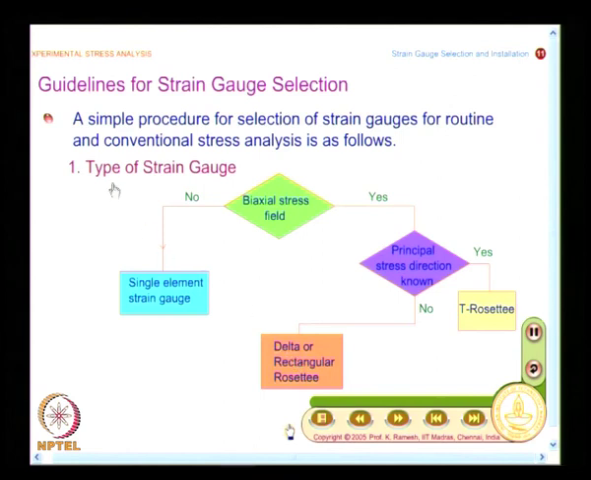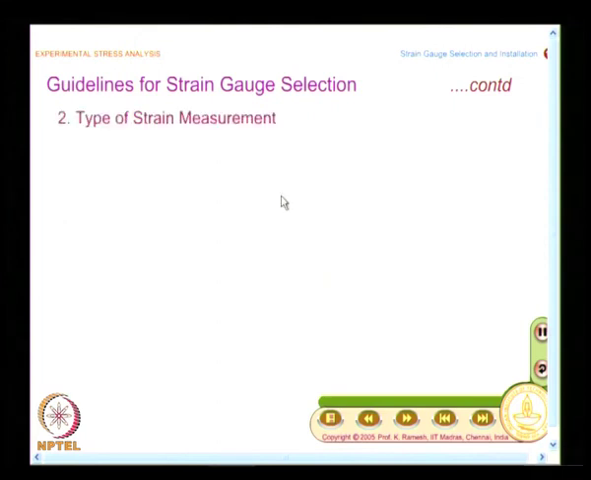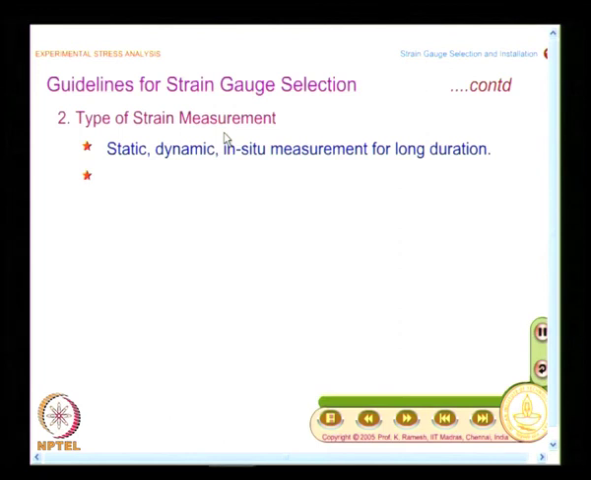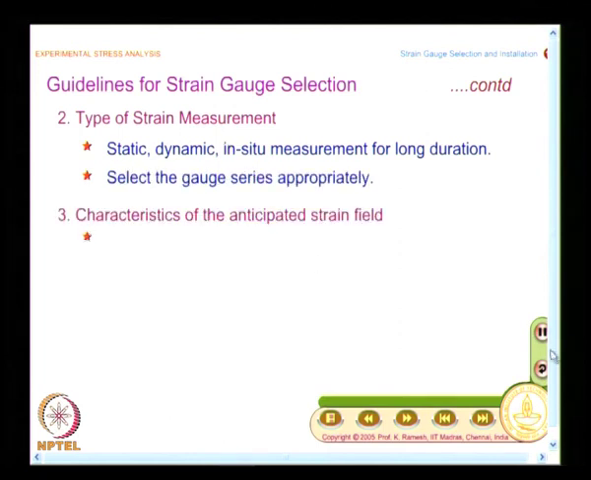So, you first decide whether you want a single element T rosette or a delta or rectangular rosette. And what is the second step? What is the type of strain measurement? Am I going to make a static strain measurement or dynamic strain measurement or in situ measurement for long duration?